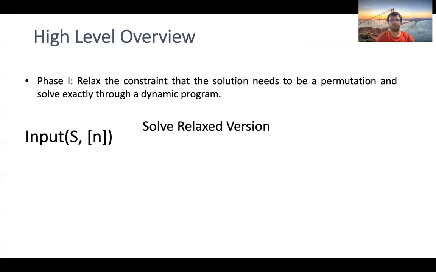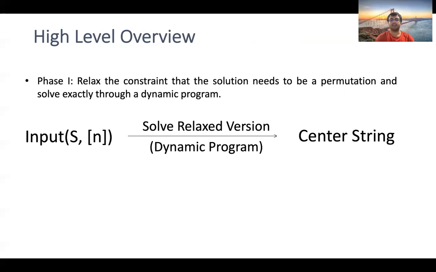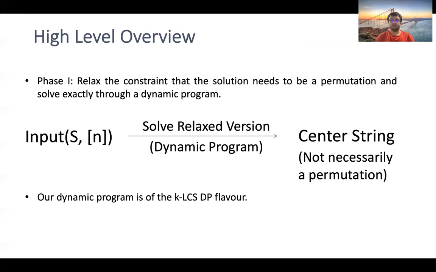So we have our input. We solve the relaxed version through a dynamic program where we get a center string, but not a center permutation. This center string might have multiple occurrences of some characters and might have some characters missing in fact. Why are we able to write such a dynamic program? Because it is a direct consequence of the KLCS dynamic program.